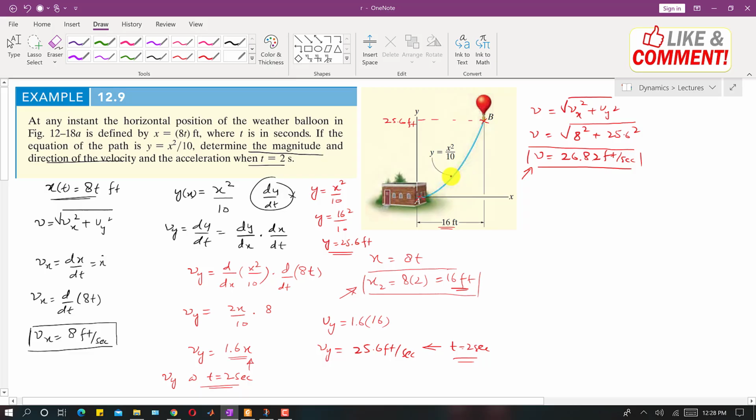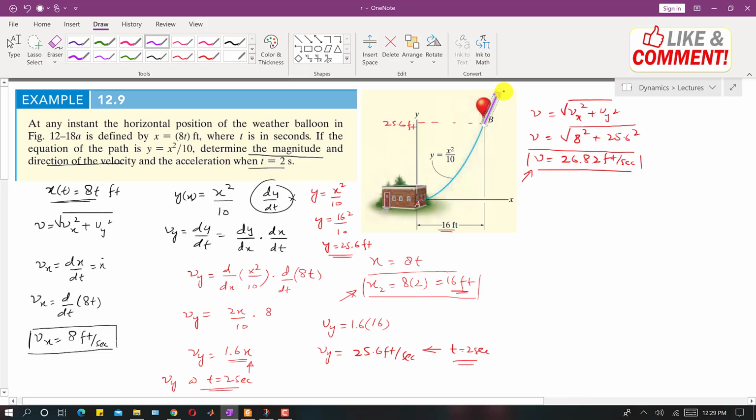And this is the path of this balloon, right? So that velocity will be tangent to this path. So let me draw that velocity vector. It will be tangent to this path and it will be acting at this point B. So let's say that this is that velocity direction. This velocity vector has two components: one component is along x, and one component is along y.